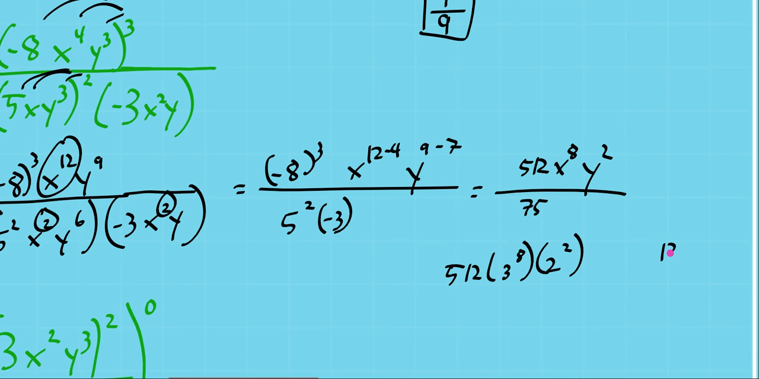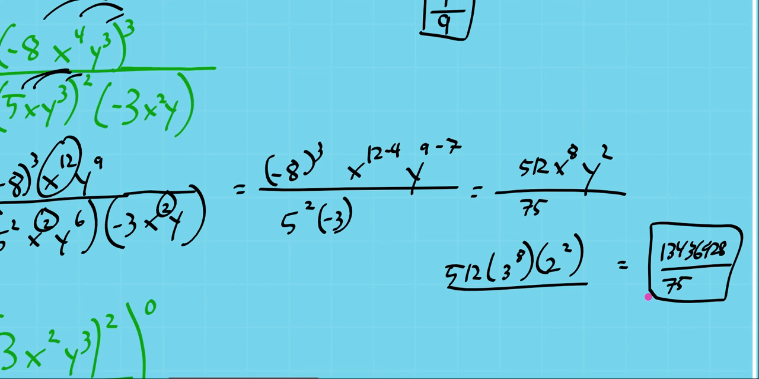But anyway, it's 13,436,928. And on the bottom, we got 75. So if we divide by 75, we don't get a whole number, but it's close to 179,159. And you might want a decimal form, you might not. You might want a fraction form. In decimal form, I guess 179,159.04 will do.